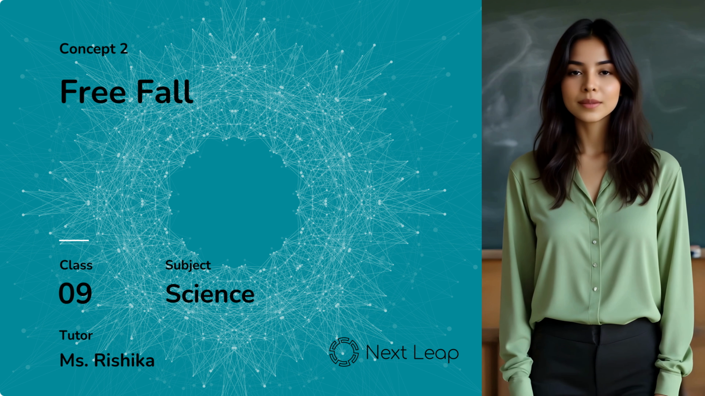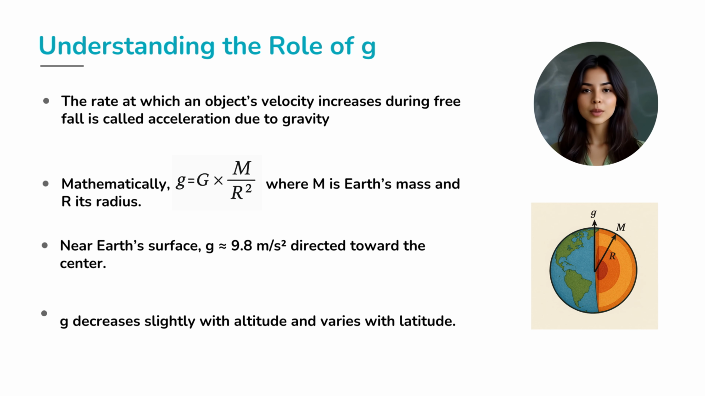choreographed by gravity. Alright, let's talk about this mysterious letter g, the acceleration due to gravity. It's the rate at which an object speeds up as it falls freely toward the Earth. We calculate it using the formula g equals G multiplied by (M divided by R squared). Here, G is the universal gravitational constant, M is the Earth's mass, and R is the Earth's radius. Plug those in, and we get g is 9.8 meters per second squared.